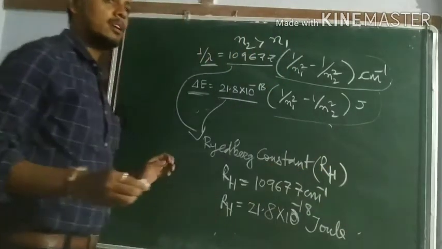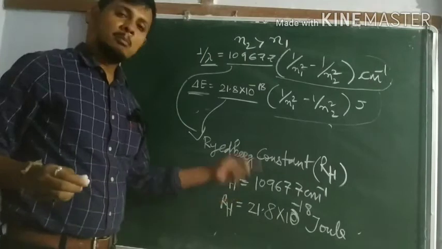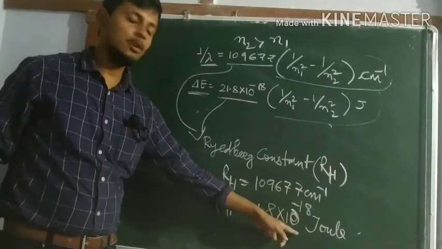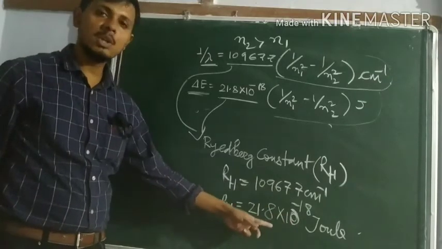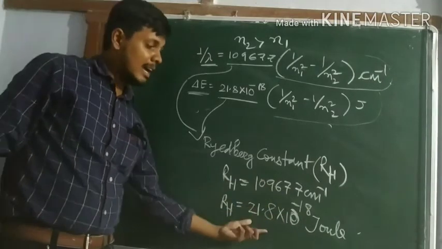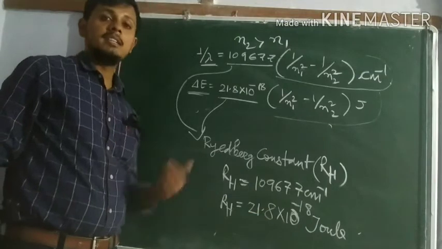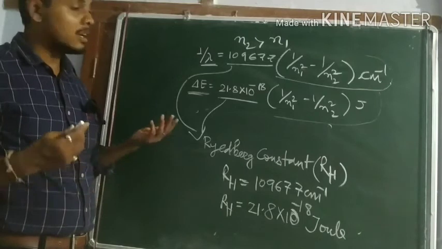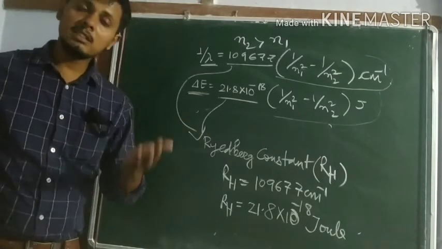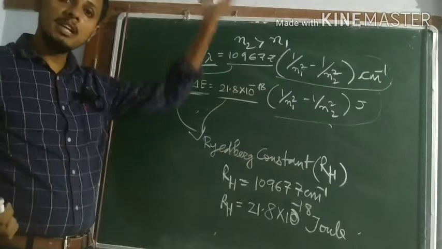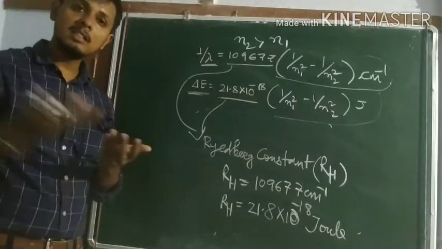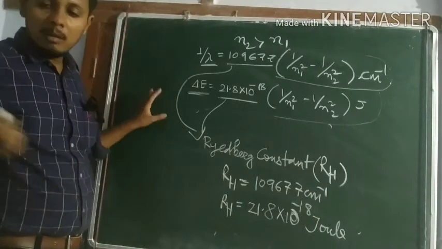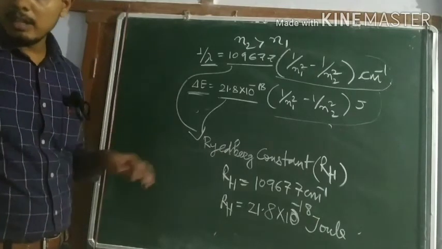So we get two Rydberg constants. Both are the same, only the units are different. If I convert centimeter inverse to joule, I get this much. If I convert this much joule to centimeter inverse, I get 109677. So what is the Rydberg constant? Rydberg constant is the amount of energy released when an electron comes from infinity to 1. This Rydberg constant will be useful for us for solving a number of problems.